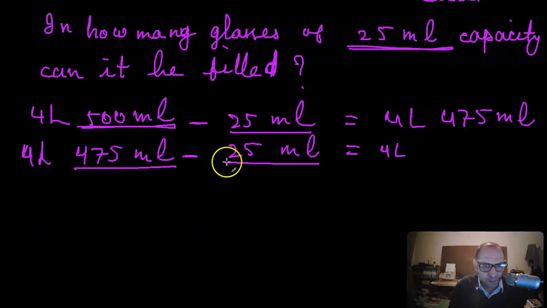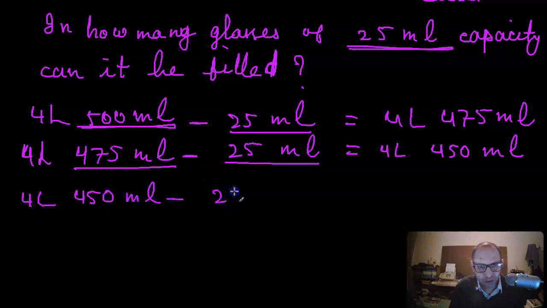Right. So then this becomes 4 liters and 475 minus 25, which is 450 milliliters. Then again you can write 4 liters 450 milliliters minus another 25 milliliters, and keep doing the same operation, repeatedly, until there is no curd remaining in the vessel. That means all of the curd has been filled into these glasses.